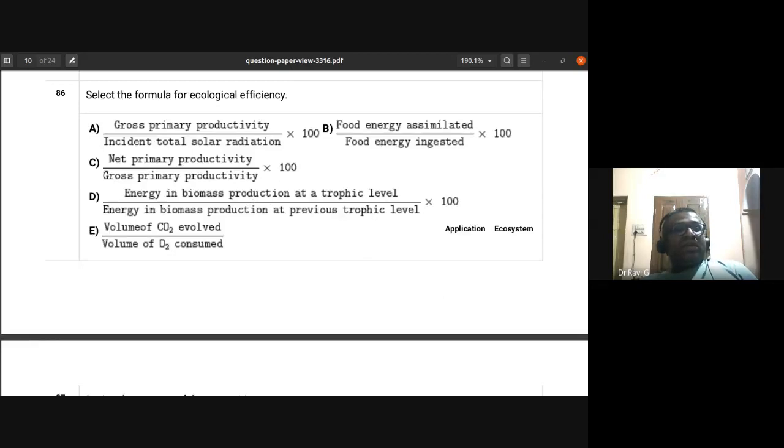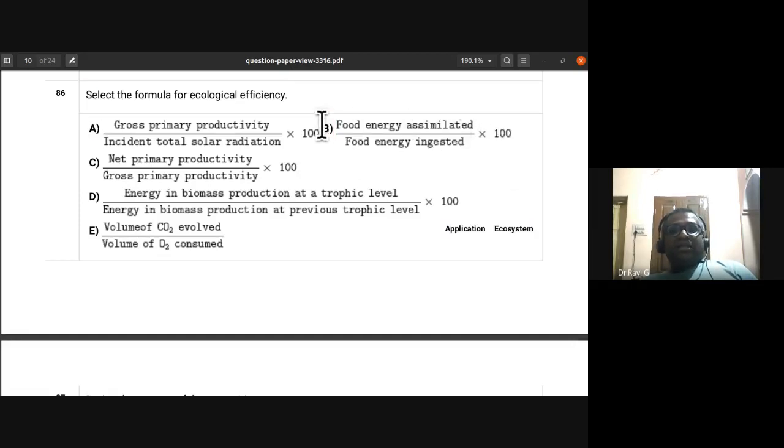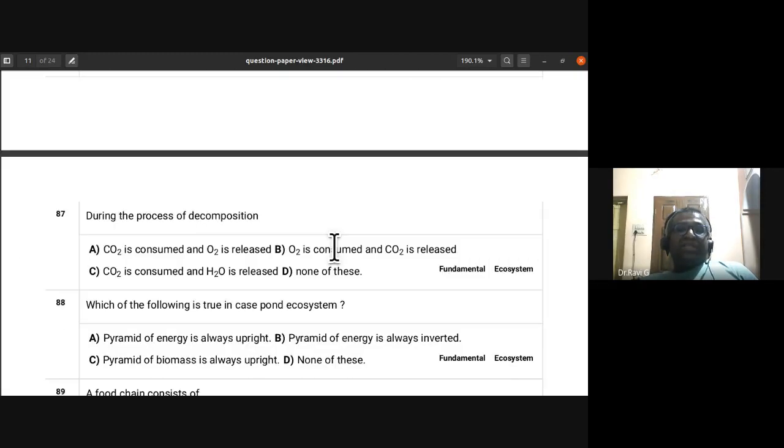Select the formula for ecological efficiency. So the 86th question is the formula for ecological efficiency. B, food energy assimilated, is the right answer. So energy assimilated divided by food energy ingested, multiplied by 100. That is the ecological efficiency formula. So B is the right answer. Food energy assimilated divided by food energy ingested, multiplied by 100, is called ecological efficiency.